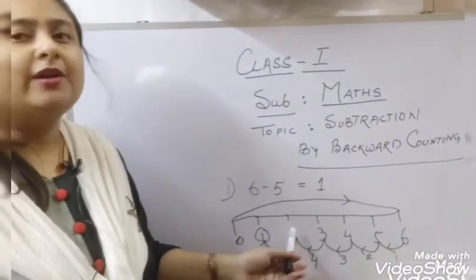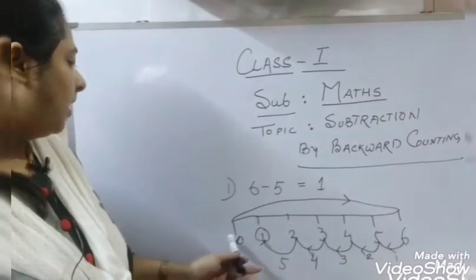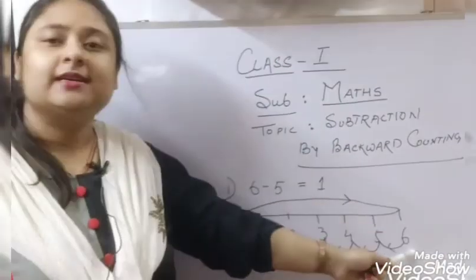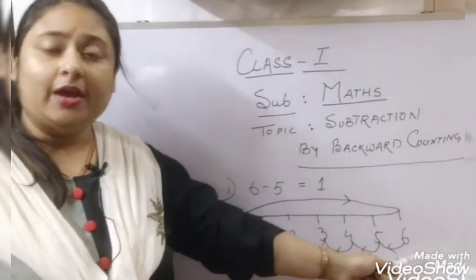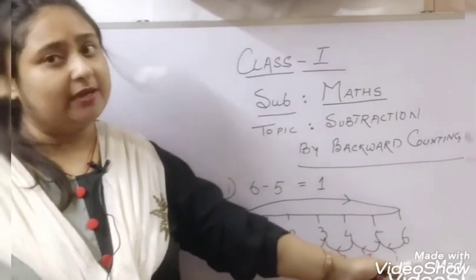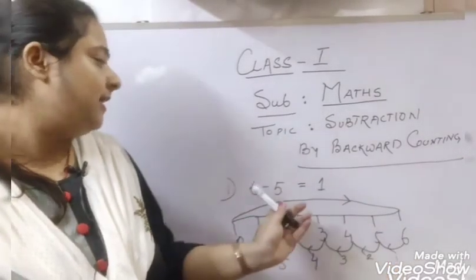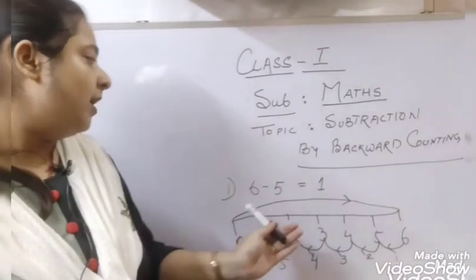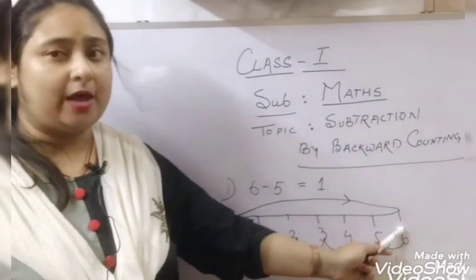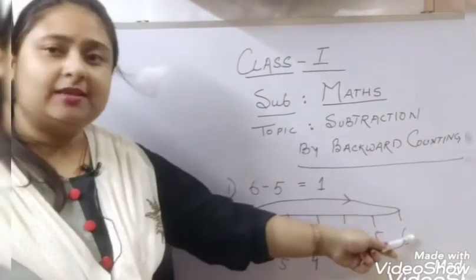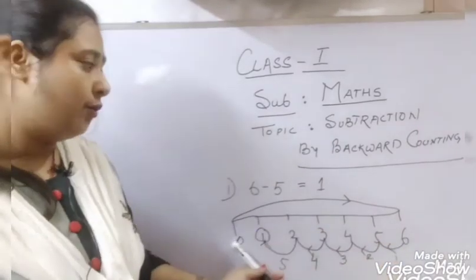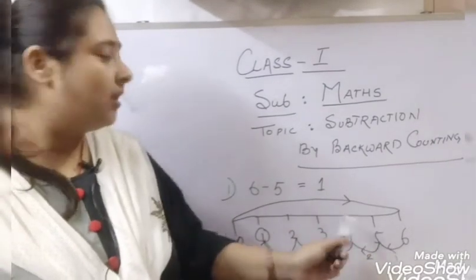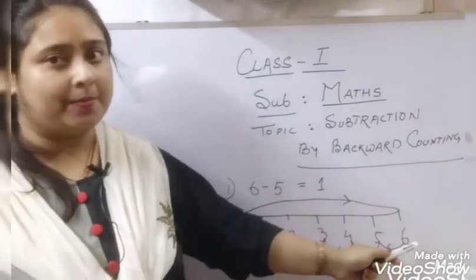This is our number line. Our number line is starting from 0 and ending at 6. Why? Because the larger number that we have is 6. So children, one long and big arrow from upwards will be drawn from 0 to 6. This denotes the whole number and the larger number 6.